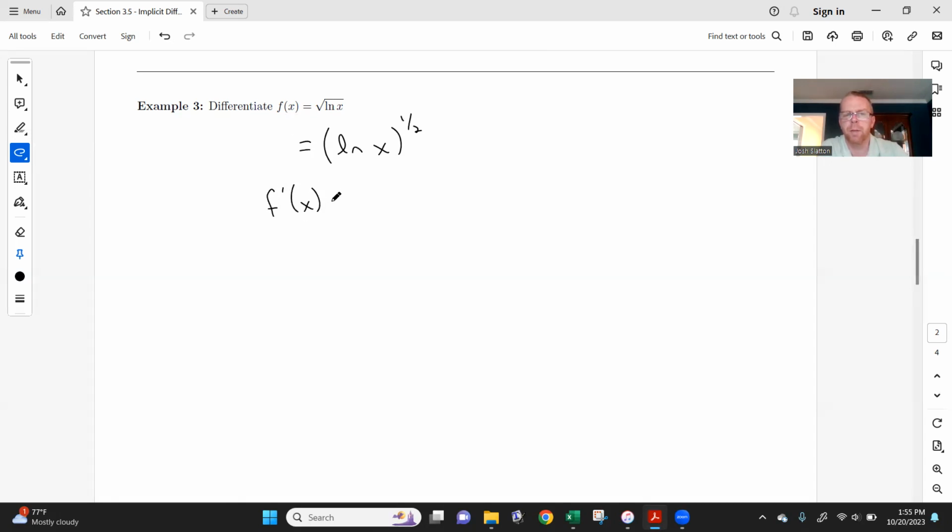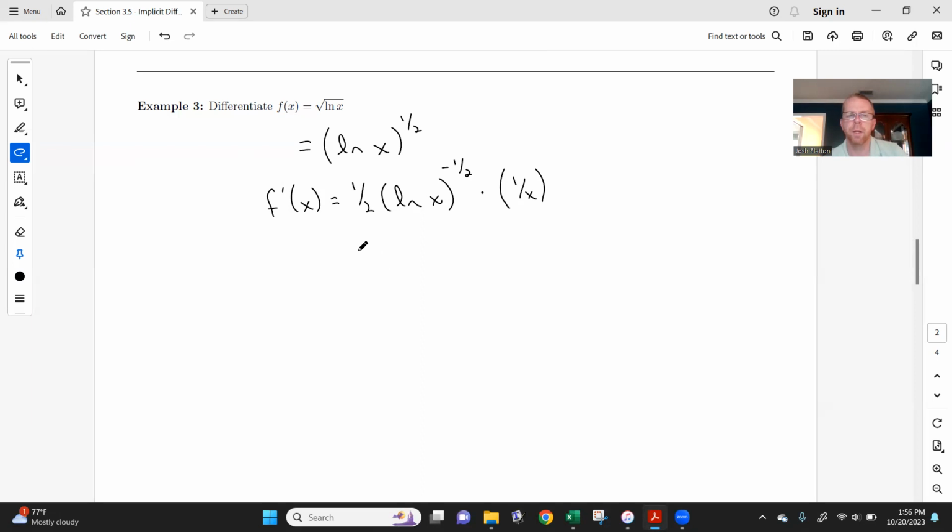So now f prime of x, we're going to use the power rule. Bring the exponent down, 1/2 ln of x, and then subtract 1 from the exponent. So we have 1/2 minus 1, so that'll be a negative 1/2 exponent. And then we have to take the derivative of ln of x, and the derivative of ln of x is 1/x.